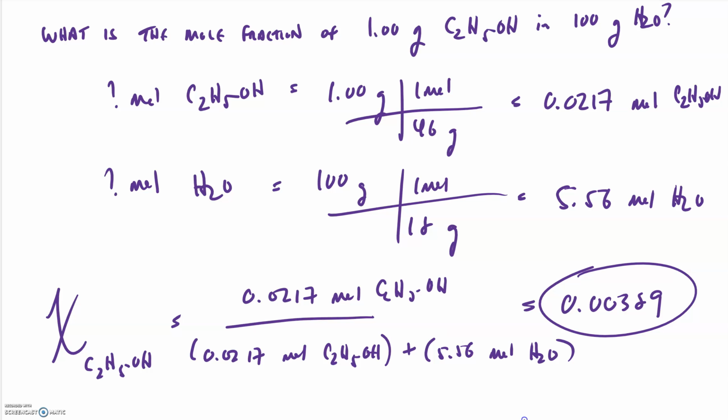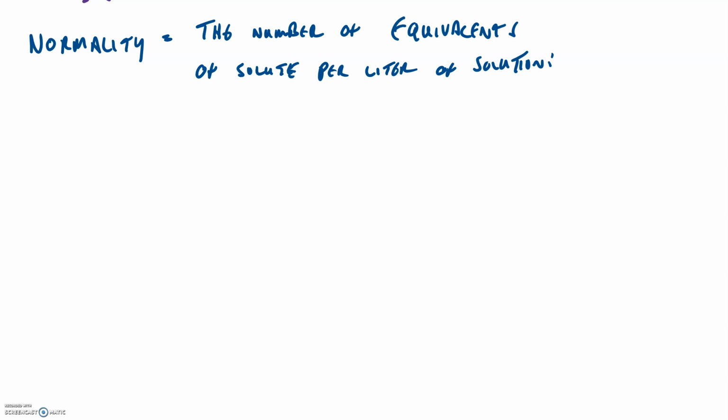All right, let's try one more. And this one is fairly straightforward and a bit simpler. All right, this last one is pretty straightforward. It's called normality, and it's got an interesting definition. It is the number of equivalents of solute per liter of solution. And this usually applies to acids and bases.